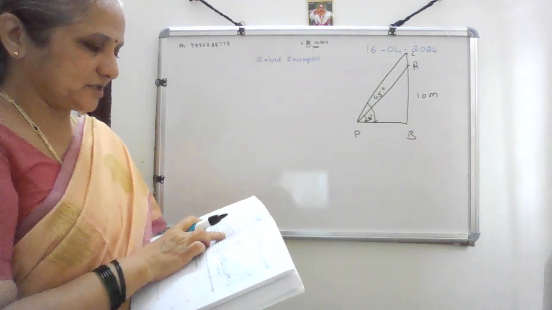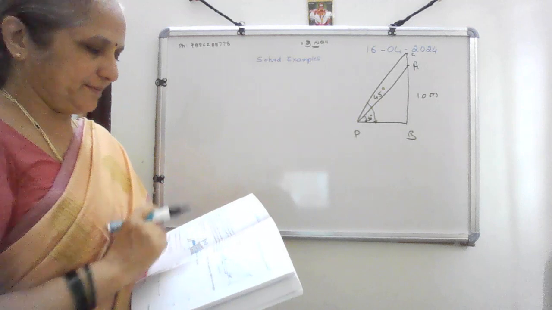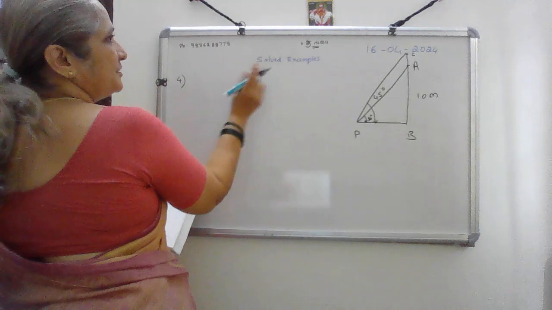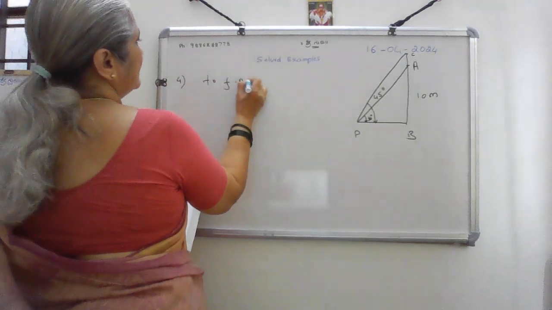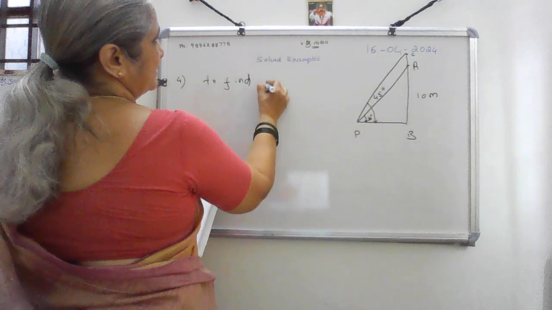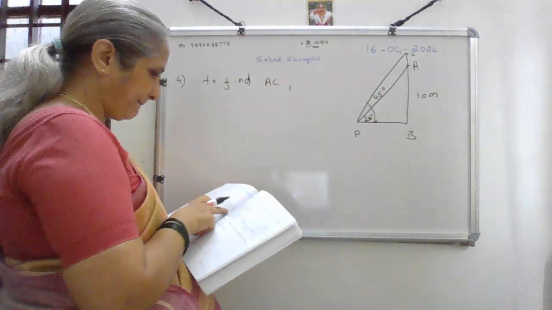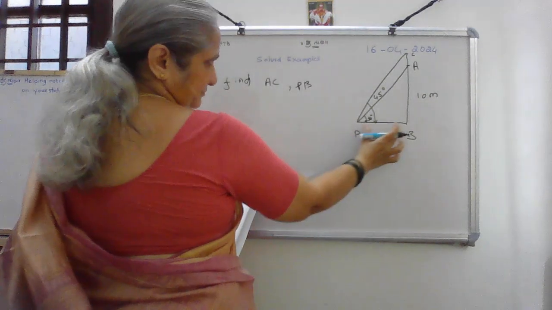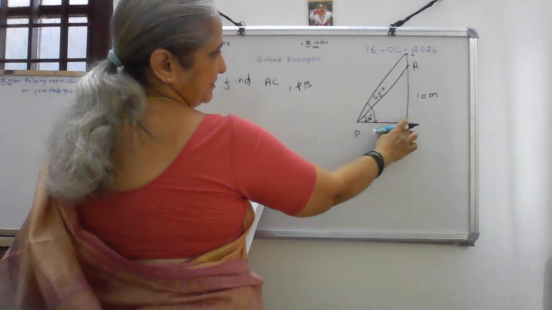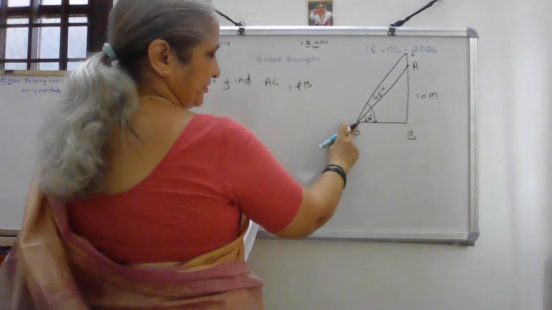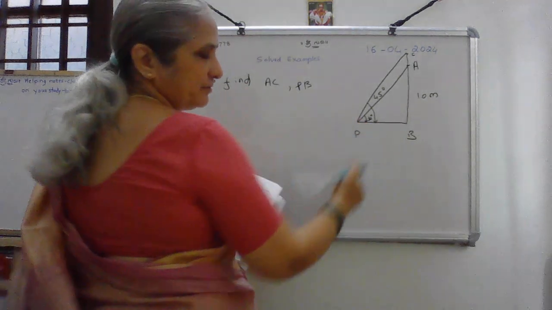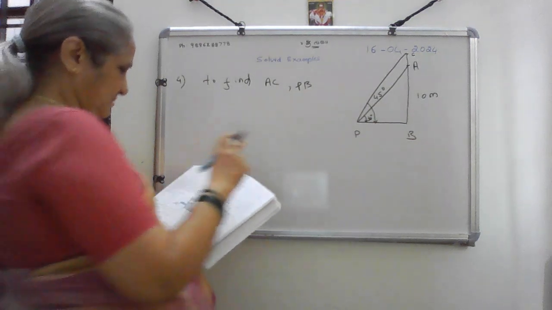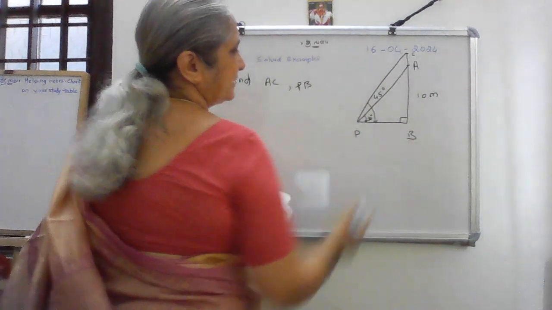Find the length of the flag staff and the distance of the building from P. This is the fourth question. To find AC, the length of the flag staff, and the distance of the building from the point P, that is PB. This is the building, the foot of the building, and this is the point P on the ground. So the figure is like this, where this is the right angle.